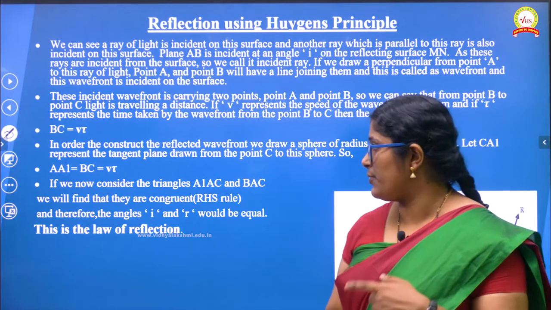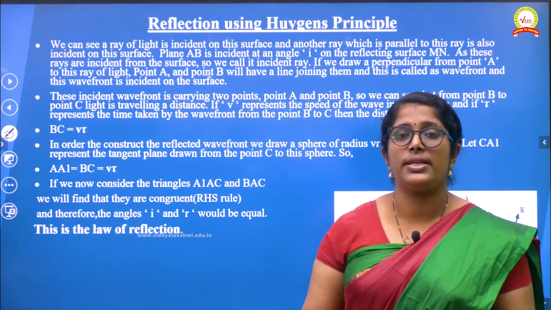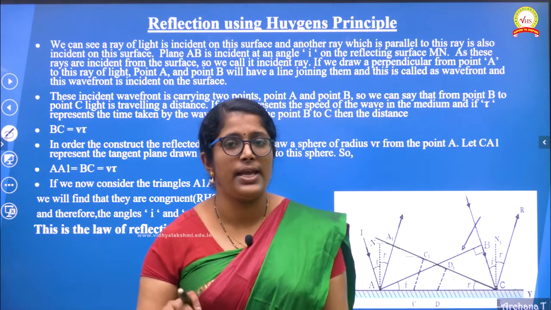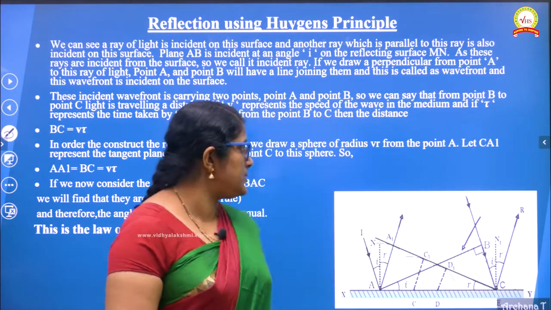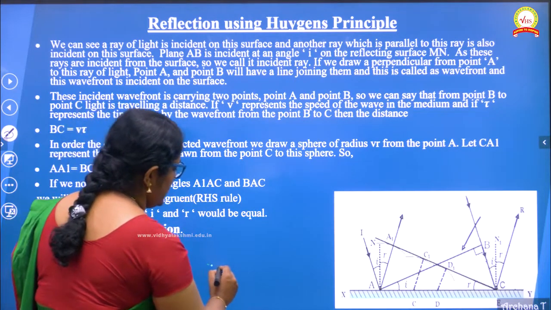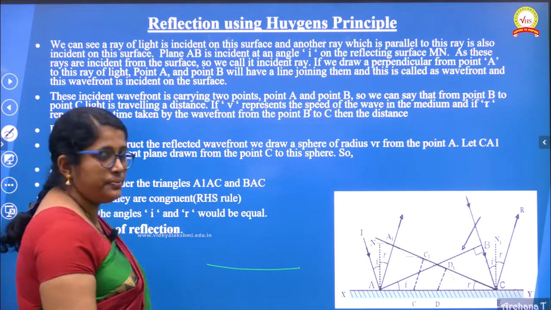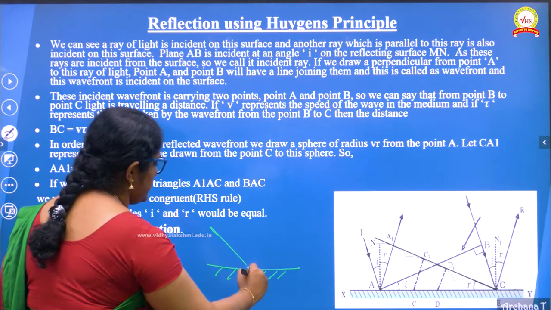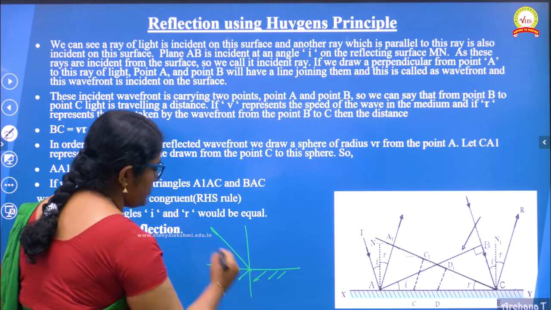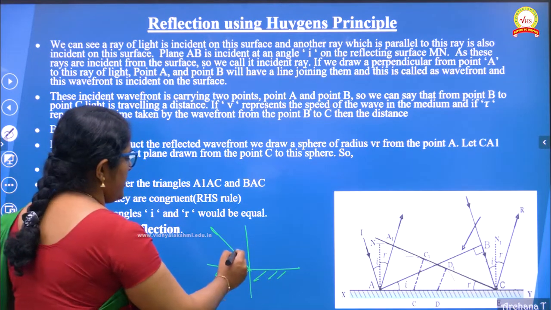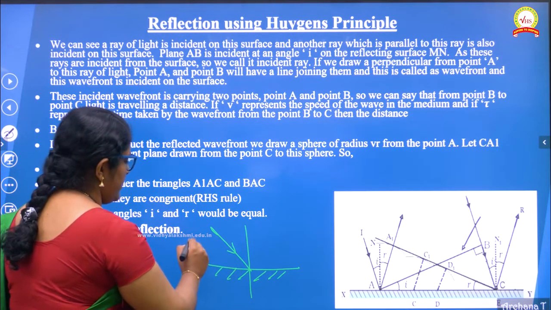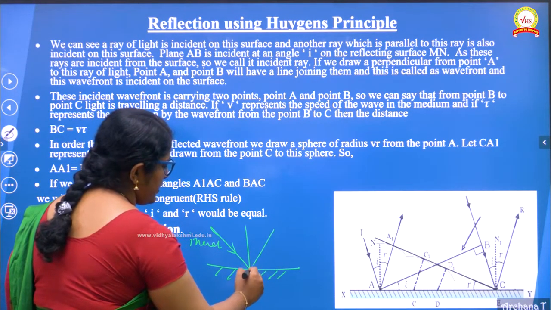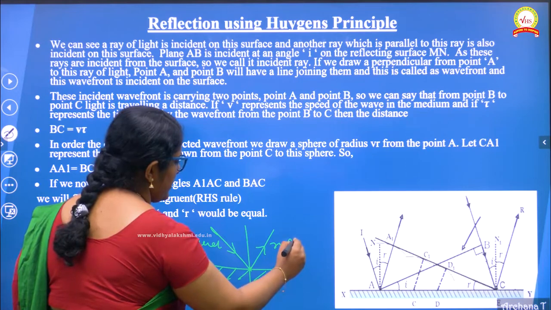So out of this we are going to see the law that angle of incidence is equal to angle of reflection. I is equal to R. Suppose there is a boundary here. When a light ray is incident like this, here I am going to draw a normal also. So this is called the incident ray. This is called the reflected ray.